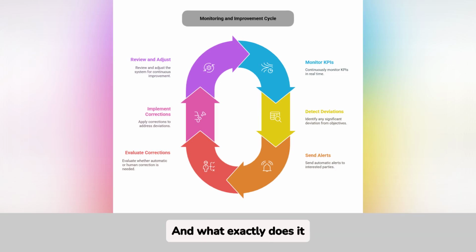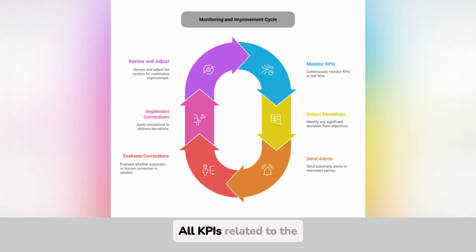And what exactly does it monitor? All KPIs related to the improvement plan, response times to requests or incidents, productivity levels by team or process, error rates in execution or quality, associated costs, both direct and indirect, customer satisfaction index from surveys to complaints. It can even include specific metrics for each area depending on what needs to be improved, and it does so minute by minute, comparing against defined objectives and historical data to detect any significant deviations.